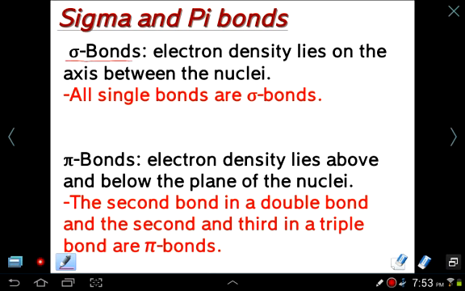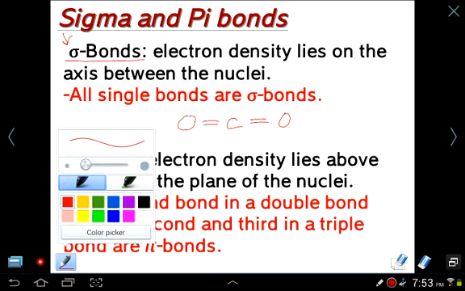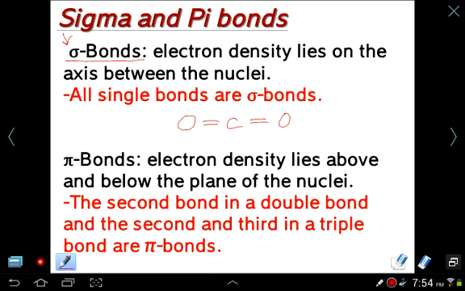Sigma bonds. This is actually a Greek letter, the Greek letter sigma. With sigma bonds, the electron density lies on the axis between the nuclei, which simply means the sigma bond is the one that connects the two atoms together. So there's a bond between the carbon and the oxygen. That's your sigma bond. The pi bond, on the other hand, the electron density lies above and below the plane.